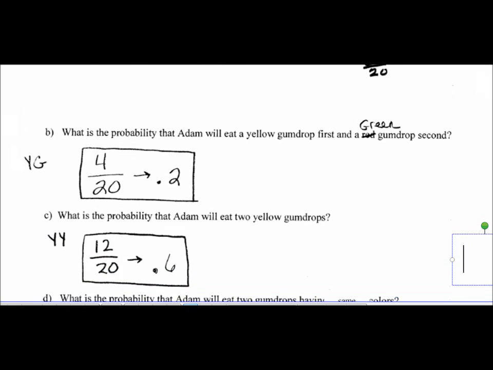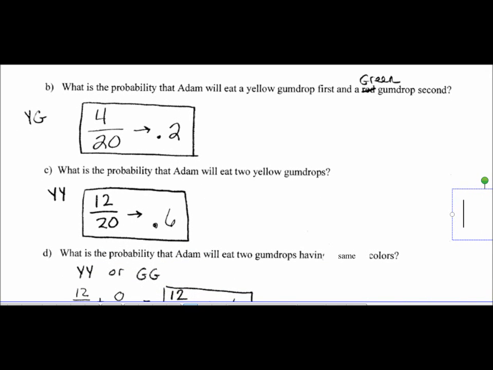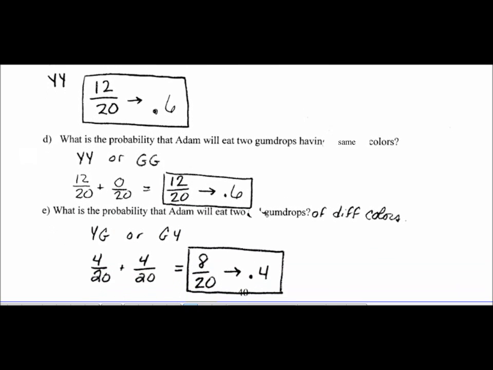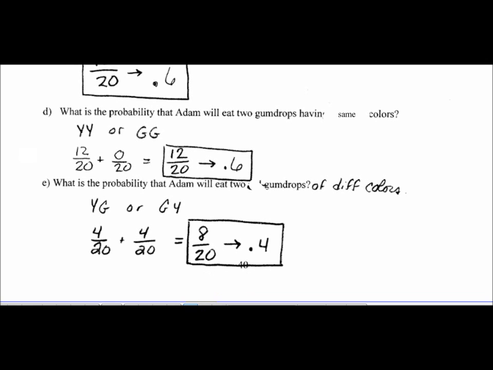First question is, what is the probability that Adam will eat a yellow gumdrop and a green gumdrop second? Well, that happens when we have the events YG, yellow, green. That's 4 out of 20. What's the probability that Adam will eat 2 yellow gumdrops? Well, that's given by YY, yellow, yellow, 12 out of 20. What's the probability that Adam will have 2 gumdrops of the same color? That happens with yellow, yellow, or green, green. 12 out of 20 plus 0 out of 20. There's a 12 out of 20 chance. Finally, what's the probability that Adam will eat 2 gumdrops of different color? Well, that happens when we have YG, yellow, green, or GY, green, yellow. That's an 8 out of 20 chance.